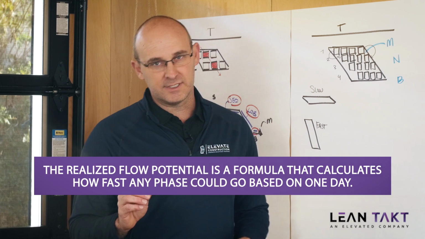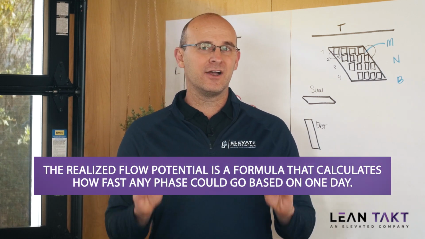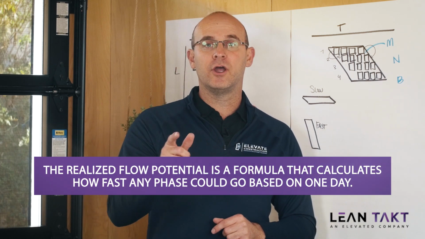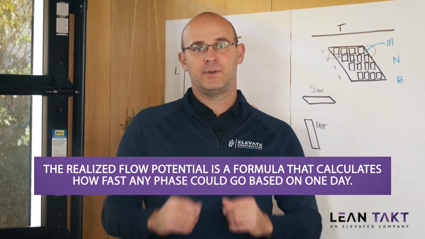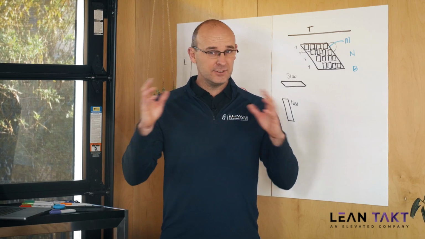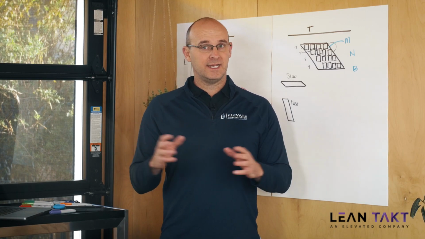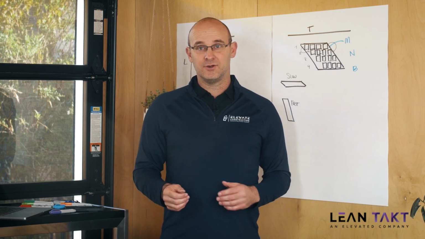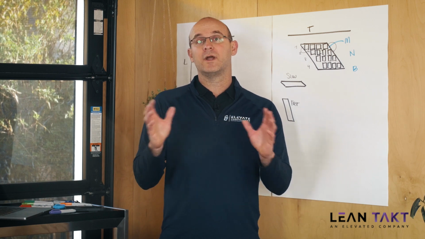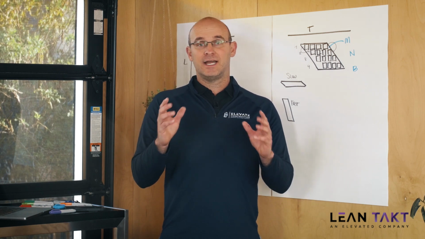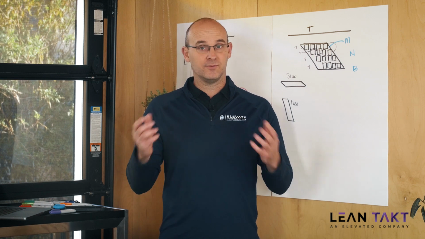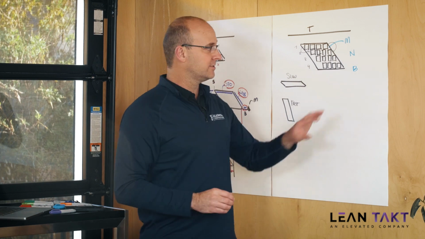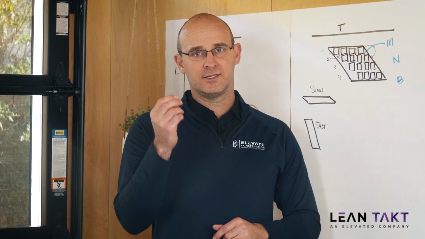The realized flow potential is a formula that calculates how fast this phase, or any phase you have, could go based on a 1-day period of time, meaning that you're not going to split it down below 1 day. Now you can, in manufacturing scenarios, or like refurbishing a cruise liner, be in takt times of hours or half days or even minutes, but that's not what the normal realized flow potential is based on for normal construction projects. We base it on 1 day.